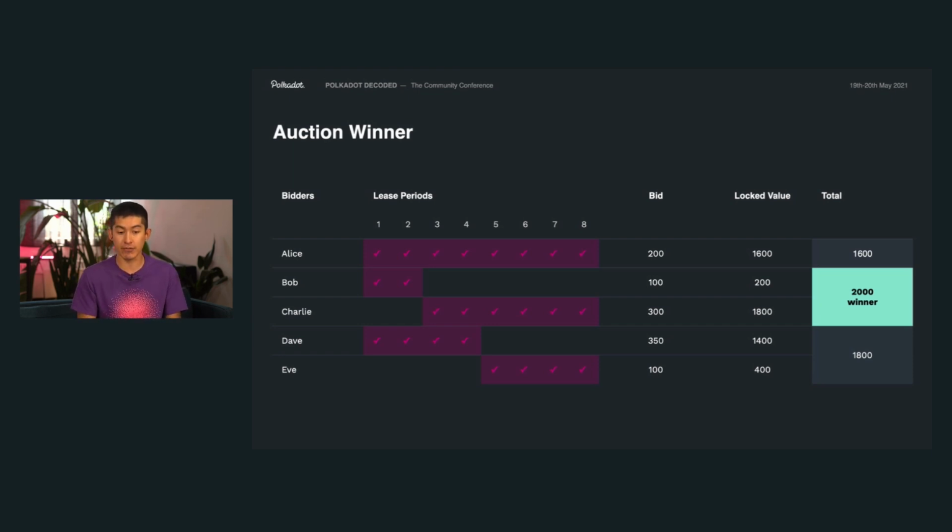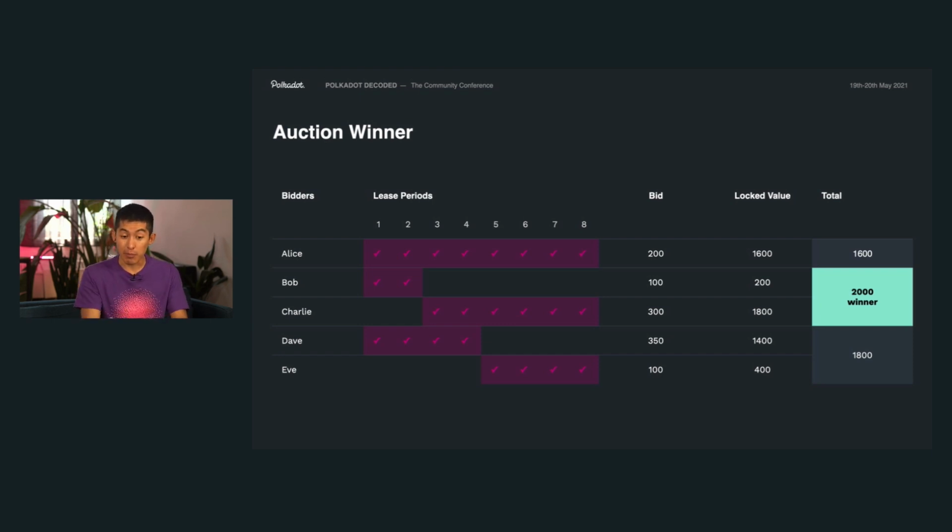So you can see that Alice, of course, would satisfy all 8 lease periods by herself, but Bob and Charlie would need to combine themselves together in order to completely saturate the full 8 lease periods. So we'll actually look at Bob and Charlie's bids together when we're making the final evaluation. And then if we look at the final evaluation, we sum up all the locked values, we would see that in this auction, Bob and Charlie will be the actual winners.